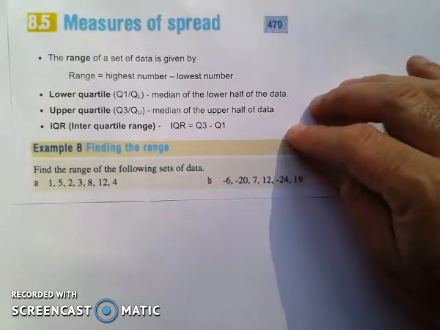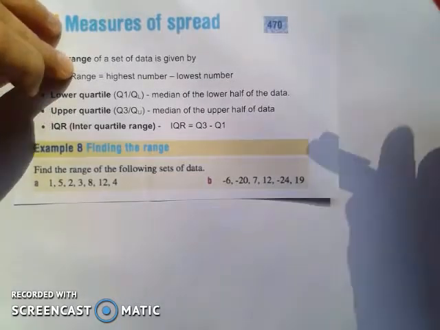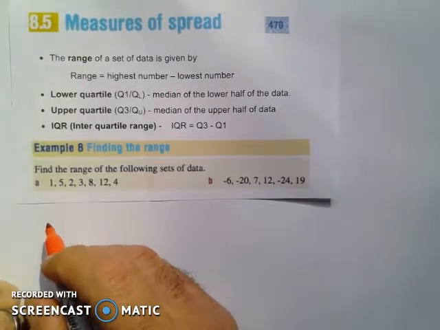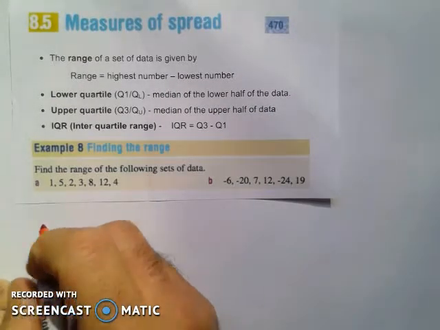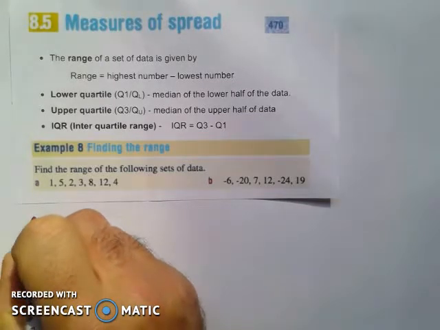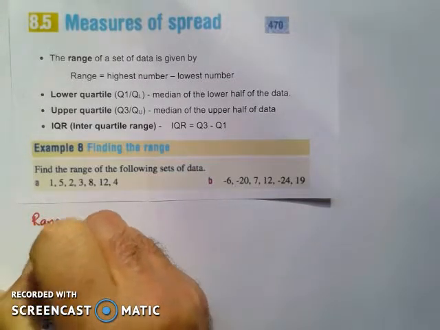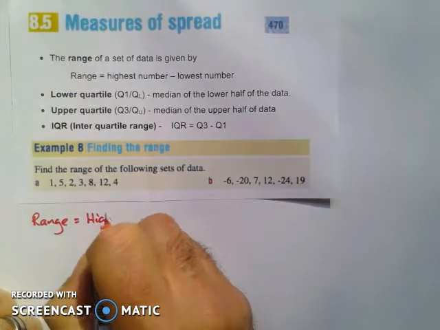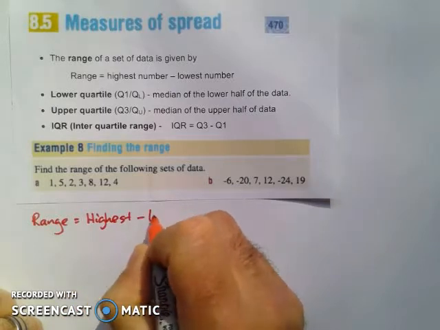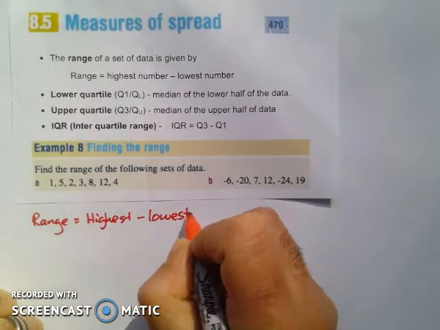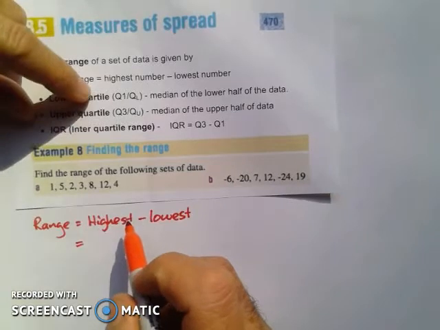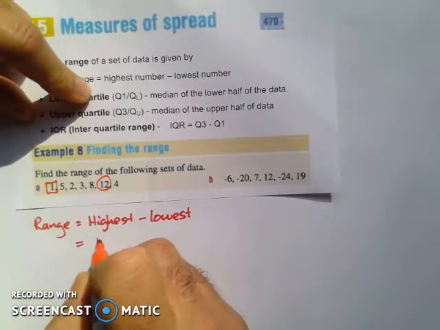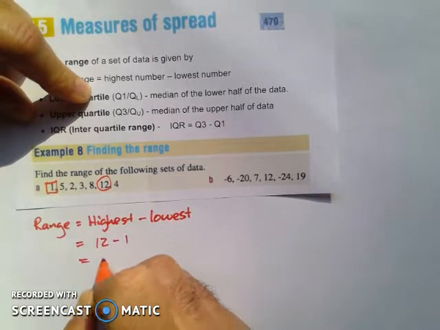So say, find the range of the following set of data, which means all I really have to do is look at what's the highest. So I'm going to say range, always write the formula, range equals highest minus lowest. My highest number here will be 12, and my smallest number will be 1. So 12 take away 1 equals 11.